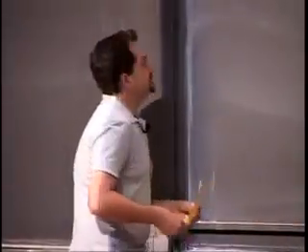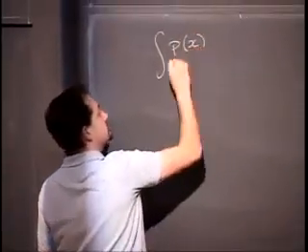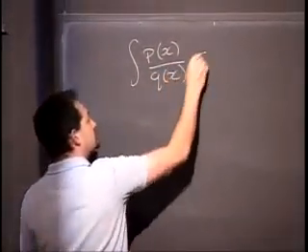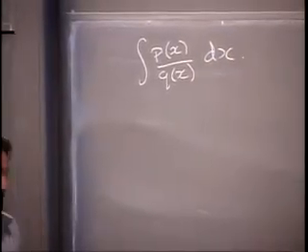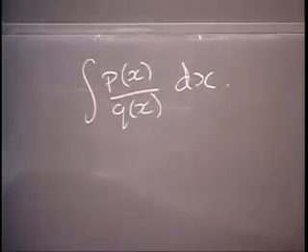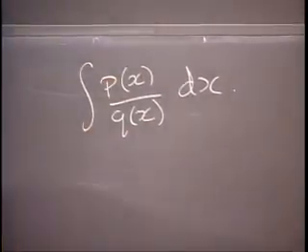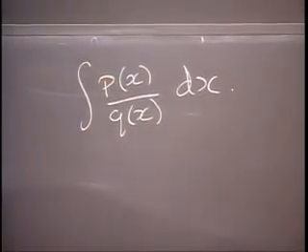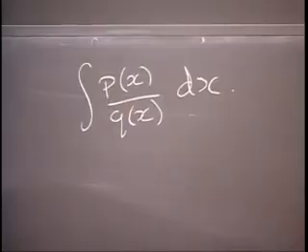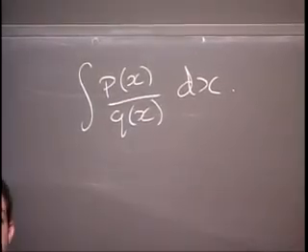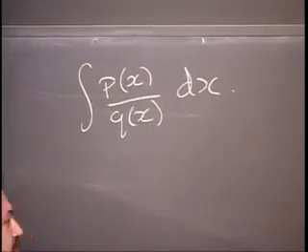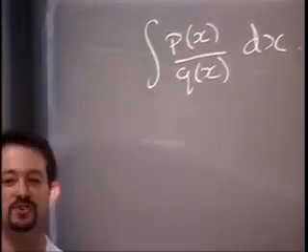Now, if you have a polynomial over a polynomial, P of x over Q of x, this is called a rational function. Poly over poly is a rational function. The method of partial fractions is the normal tool you're going to want to use. Before I do this, though, let me just point out when you should not use partial fractions.